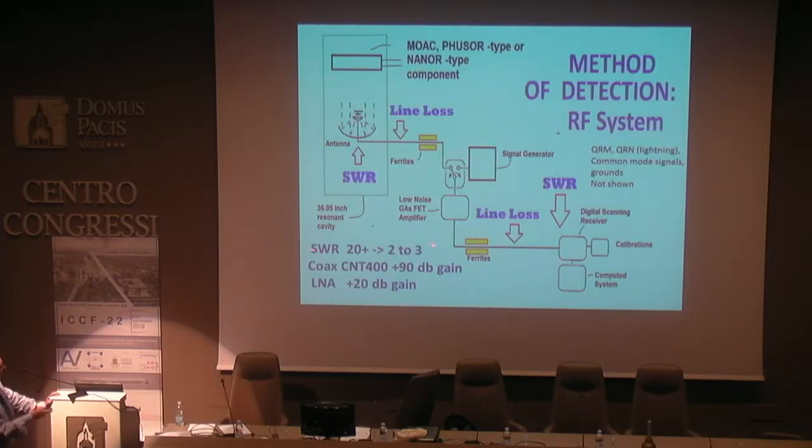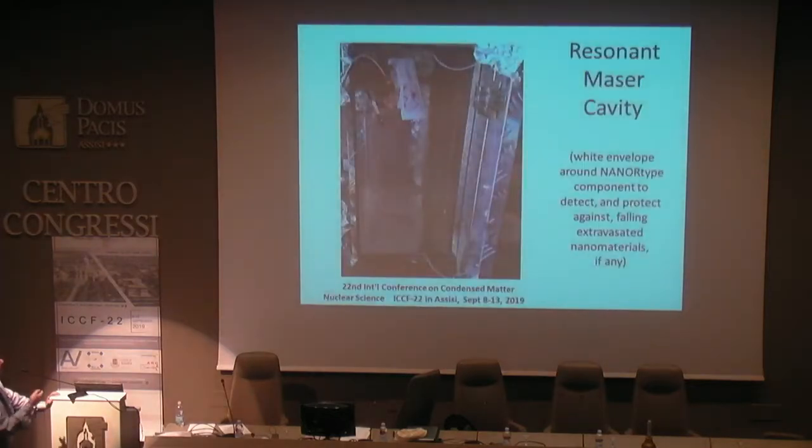Yesterday, I discussed some things about SWR matching, how we handle the transmission line loss, which is major, and the need for the low noise amplifier. The Fabry-Perot cavity, here we see the two-terminal component. I put it in a white envelope because if any of the material came out, I would see it from outside. That's the purpose of the white envelope.